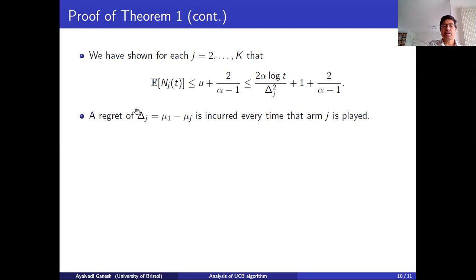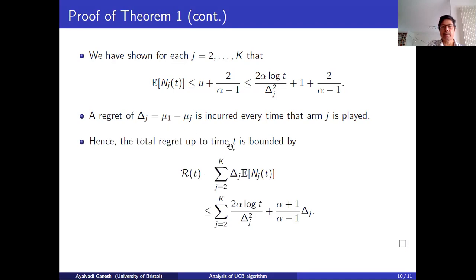Okay, and how much regret do you incur every time you play this arm? The regret you incur is delta j. You could have played arm 1, which would have given you reward mu1 in expectation. Instead, you played arm j, which gave you a smaller reward mu j. And so the regret is how much you lost. You lost in expectation mu1 minus mu j. This is your regret from every time you play arm j.